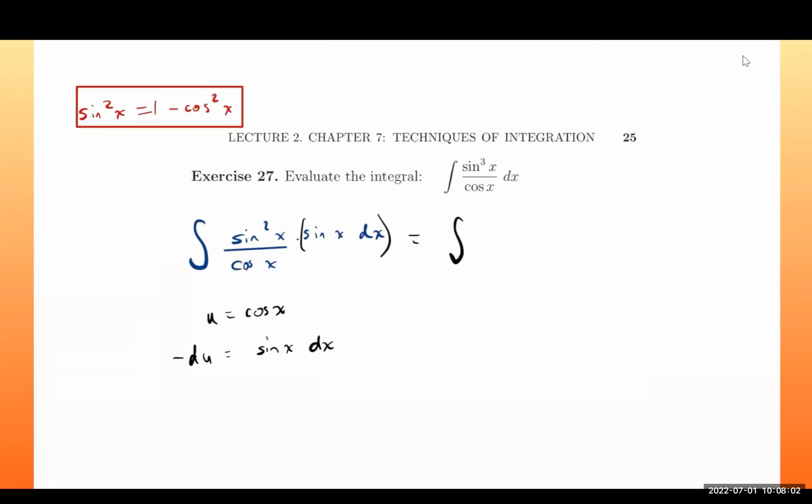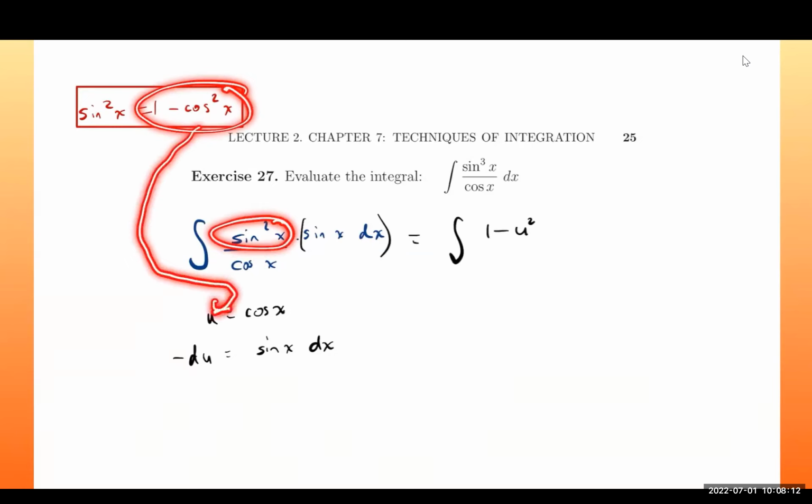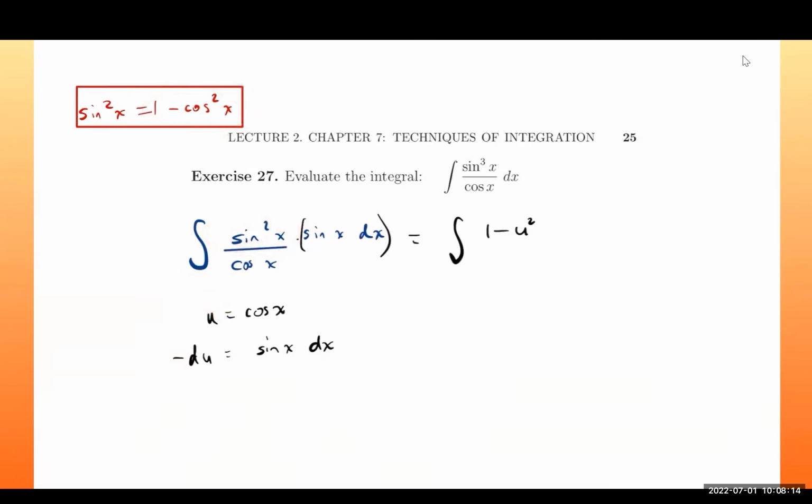All right, so let's rewrite the integral as the integral of 1 minus u squared. That's because sine squared became 1 minus cosine squared, but cosine is u. So that's where I'm getting the 1 minus u squared from. The denominator is u, because that's our cosine, which is u. And then this gets substituted out in place of negative du. And so there's our new integral.